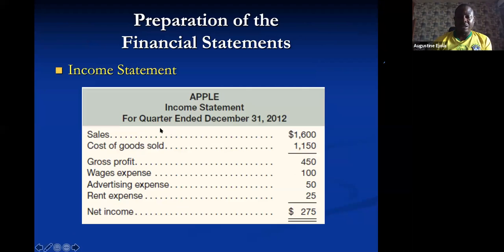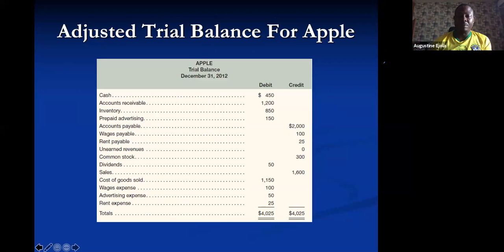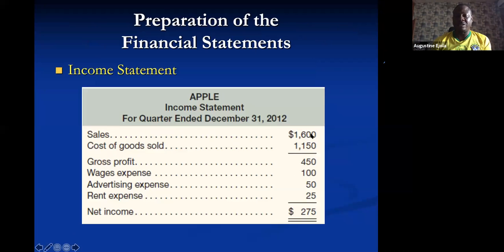So from that trial balance, for instance, this is how our income statement will look. If you look, we have sales. Quickly, if we go back, sales 1,600, right? So what does it do in your income statement? You have it as sales 1,600.